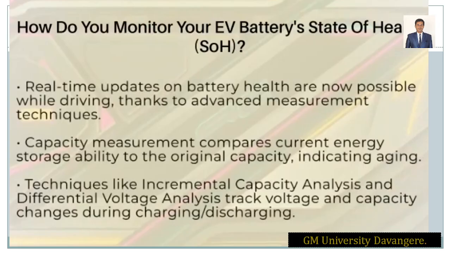It compares the current energy, that is the storage ability, to the original capacity. For example, if the battery's rated capacity is 50 Ah, and the capacity measured after 2 to 3 years is around 20 Ah, then 20 by 50 into 100 gives the actual value of the SOH. It also indicates the aging factor. If the SOH is reduced, the battery life has aged.